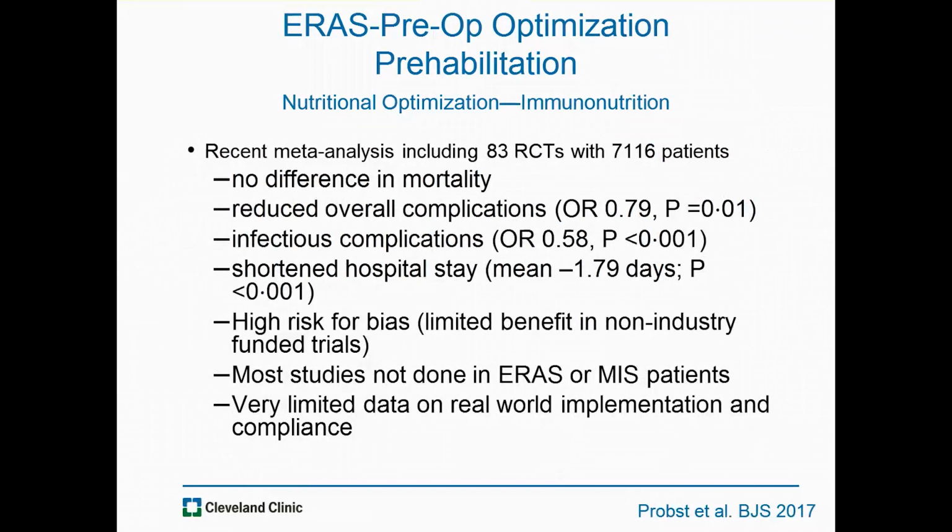There was a recent meta-analysis that included 83 randomized controlled trials of immunonutrition. Again, the design was somewhat different between studies, but overall there seemed to be a reduction in complications, specifically infectious complications, and a shorter hospital stay. Now, there was a high risk of bias in these studies, and of note, those studies that were not sponsored by industry, the benefit was less.